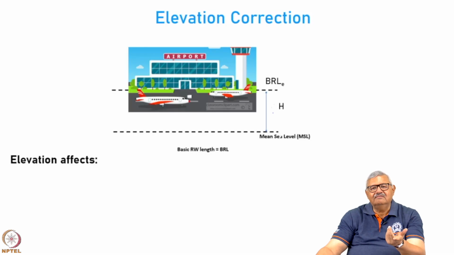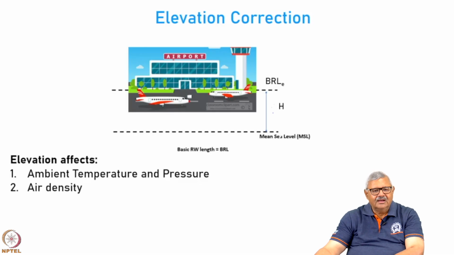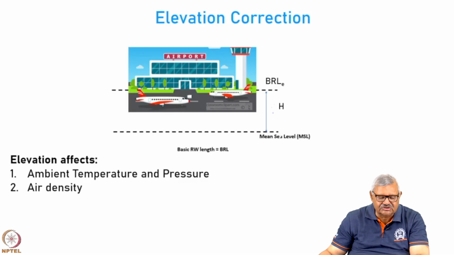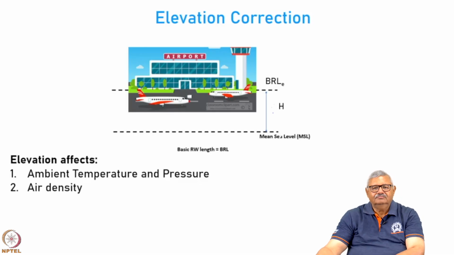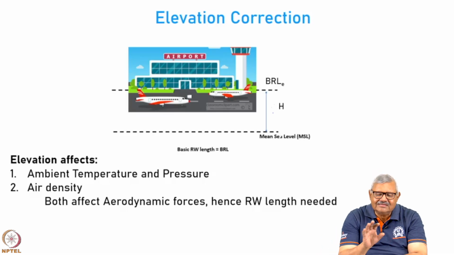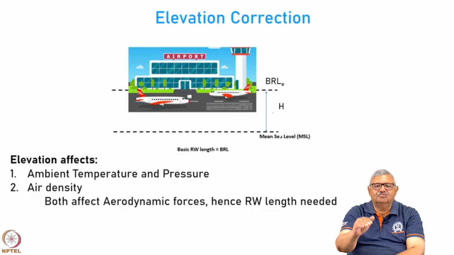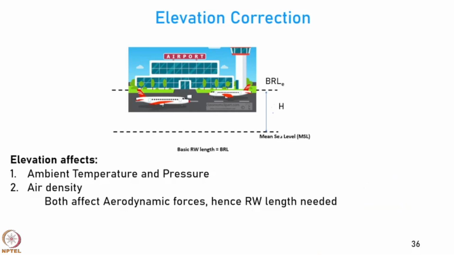Why? Because elevation has an effect. It affects the ambient temperature, temperature falls and pressure also reduces, plus the air density also changes, and because of that, the temperature and the pressure and the density, they all affect the aerodynamic forces. So, therefore, you need higher runway length. Remember, always an airport at a higher altitude will require a larger runway length compared to one at the lower altitude or the mean sea level.